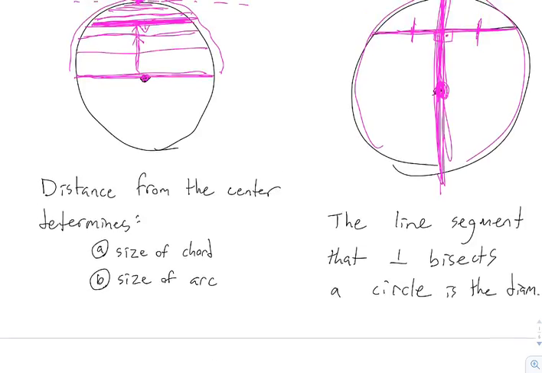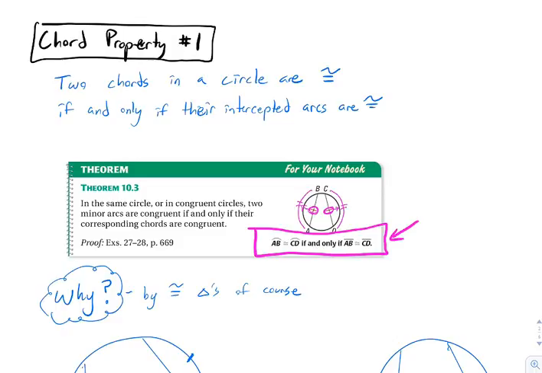And again, that comes from up here. Once we've chosen a distance, we have that chord size set, the arc size set, and even if it's the same distance down here, we have that chord size and arc size set. Doesn't matter what direction you go in. Okay? So that's property number one. Chords are the same if and only if arcs are the same.